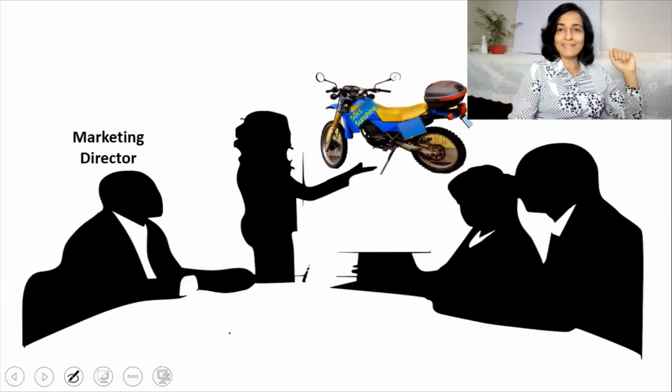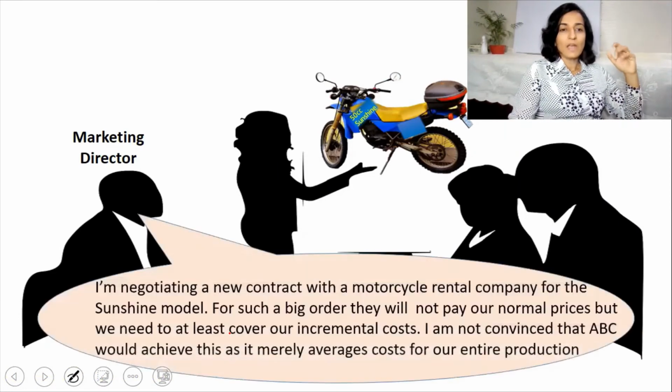So let's see what the marketing director has to say. I am negotiating a new contract with a motorcycle rental company for the Sunshine model. For such a big order, they will not pay our normal prices, but we need to at least cover our incremental cost. I am not convinced that ABC would achieve this, as it merely averages cost for our entire production.